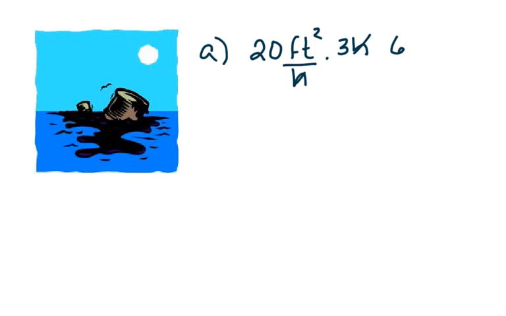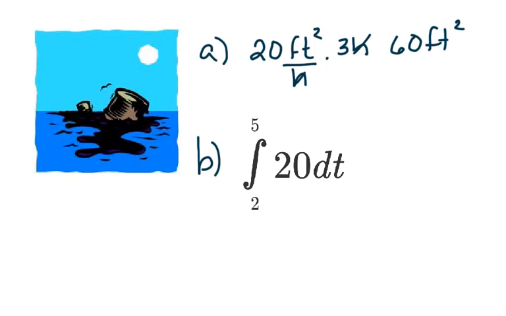The next problem. An oil spill grows at a rate of 20 square feet per hour for 3 hours. The first question, how much does the oil spill grow? Well, if it's 20 square feet per hour for 3 hours, that gives you 60 square feet. If you evaluate the integral, this is part B, of 20 dt from 2 to 5, that's a 3-hour span.